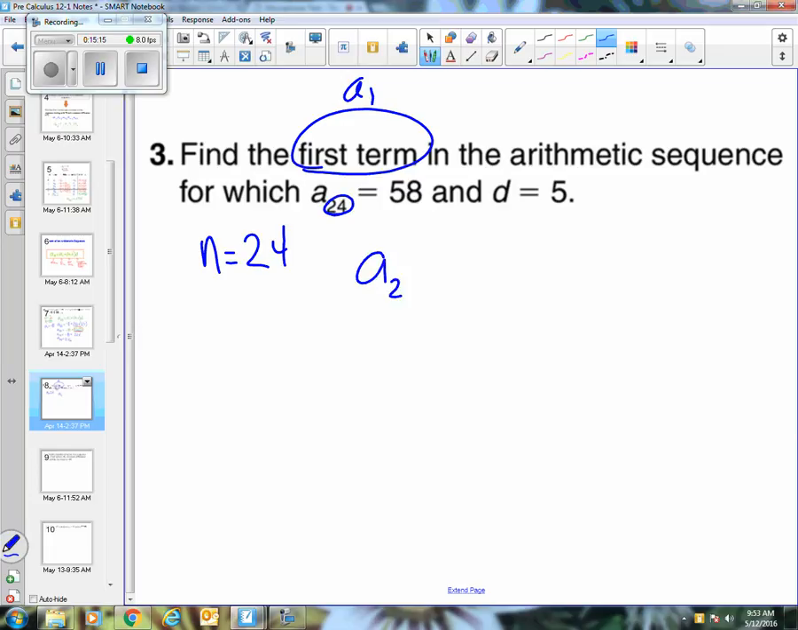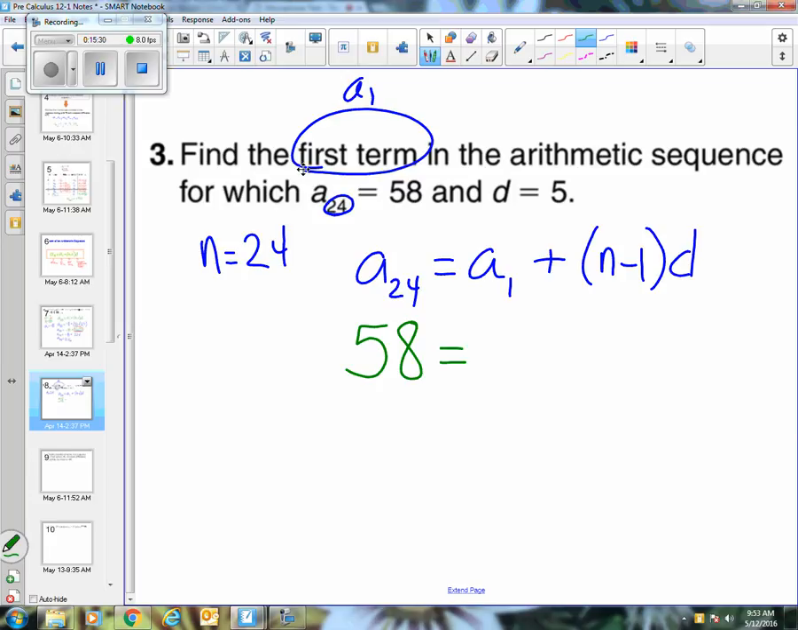So I'm going to go ahead and write it in general terms first. My ending term would be the 24th. My initial starting term would be A1. And then we have our n minus 1 times d. So I know where I'm ending up. Now take a look at how I write this. The 24th term is 58.